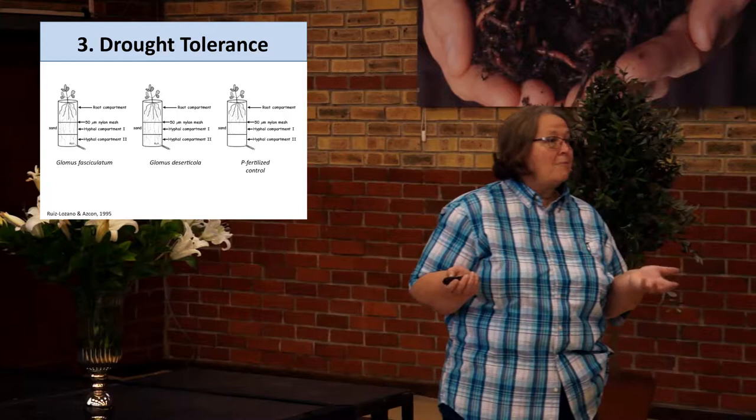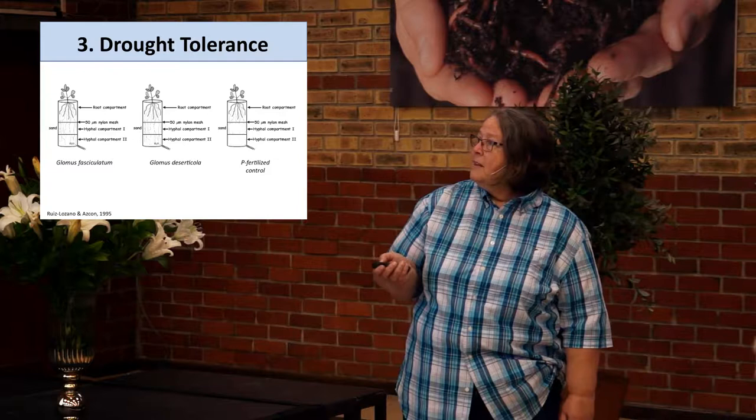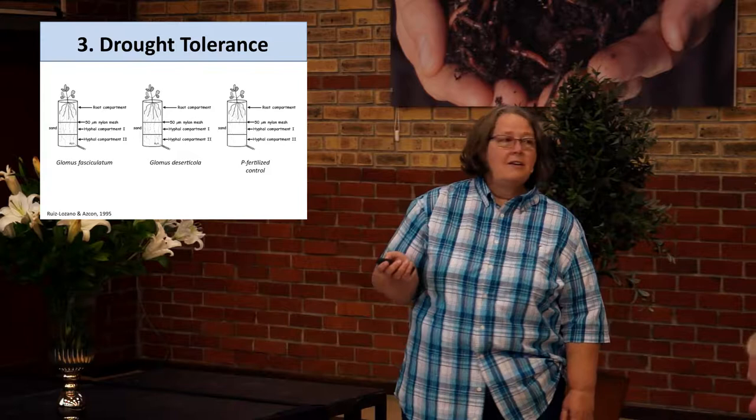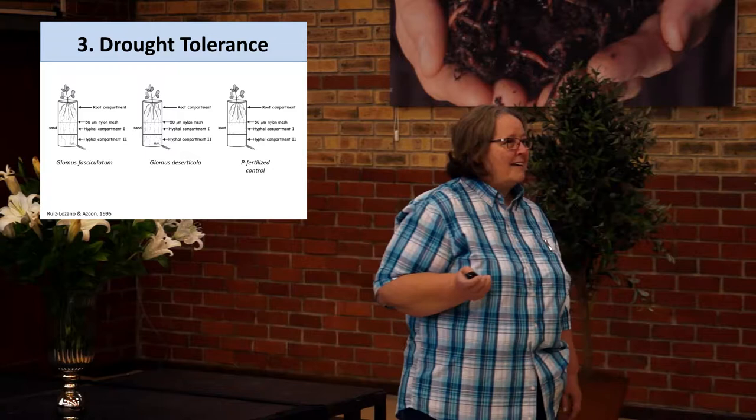So they actually gave a phosphate fertilizer to the control, and then they used two different species of mycorrhiza: Glomus fasciculatum and Glomus deserticola. Deserticola. Where do you think that came from? Desert. Do you think if I went out and bought a bunch of that and put it in my field, it would help my plants?